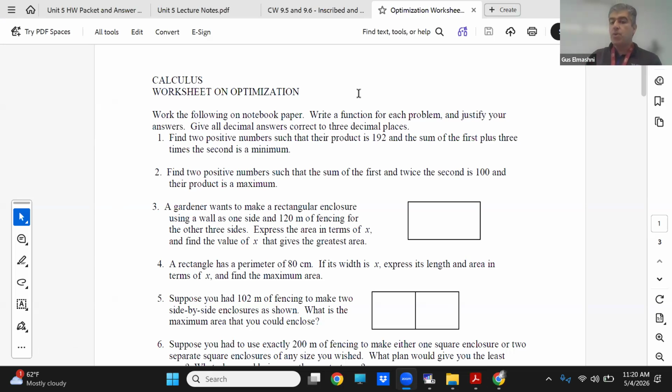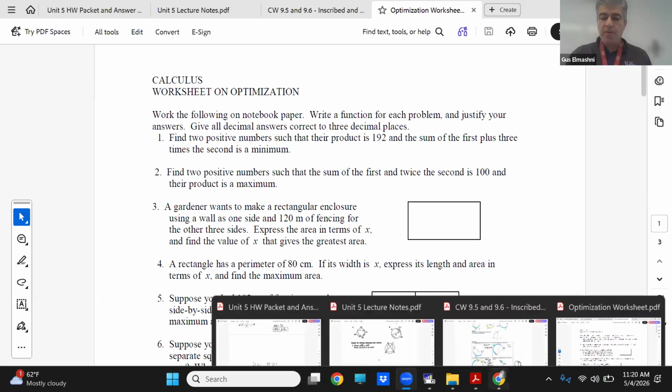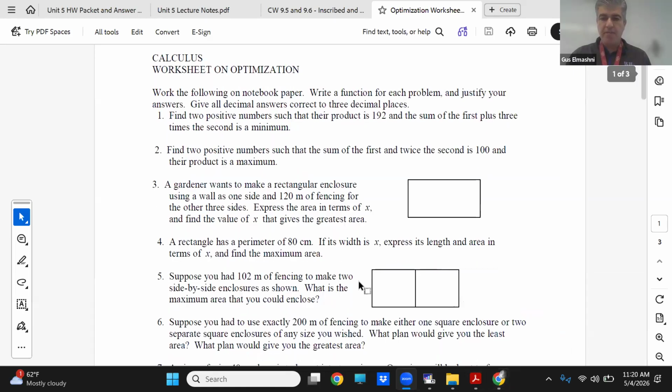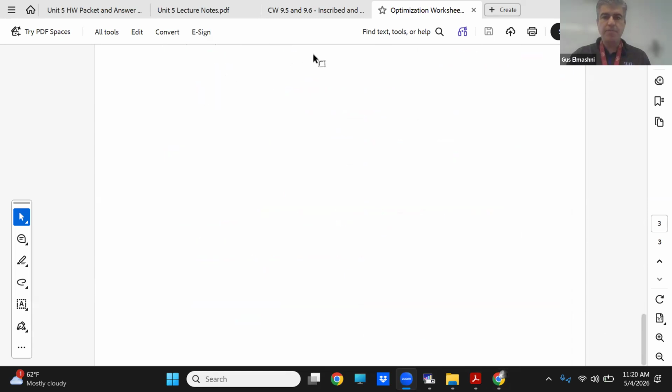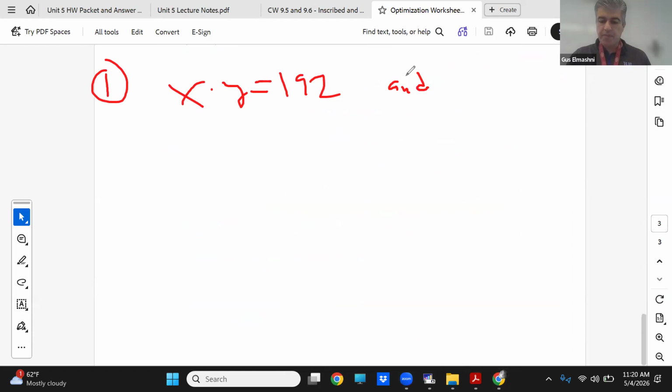Okay, so there are two numbers I don't know. So let's get variables. What variables do we want to use? So X and Y, perfect. Okay. Here we go. This works. So X times Y is number one equals 192. And what else? X plus 3Y equals.